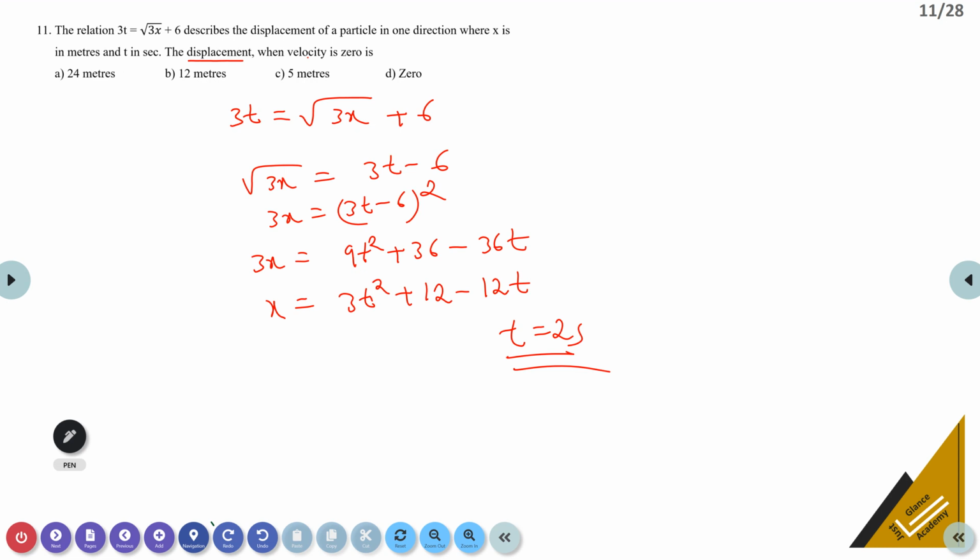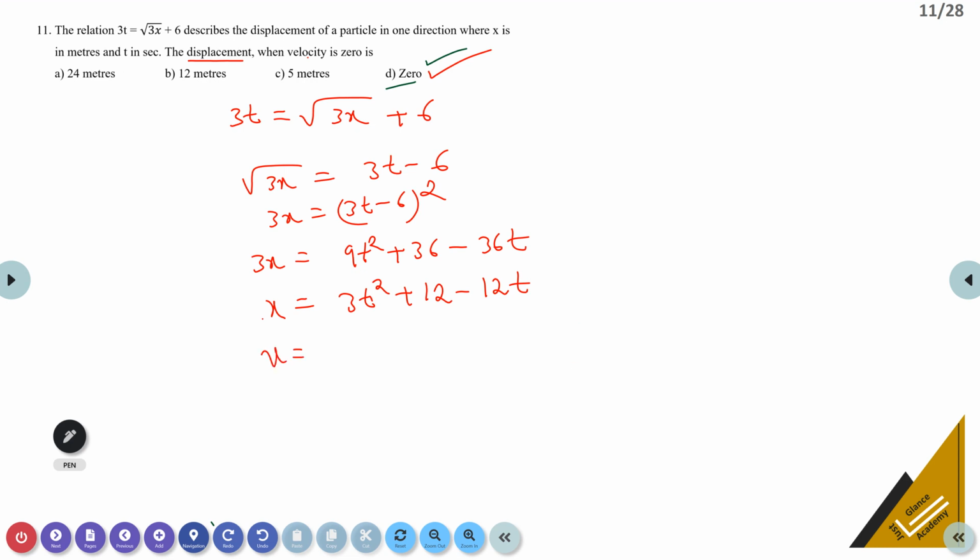Then you substitute this value in this equation for x, then what are you getting? Here this becomes the displacement, it becomes 0. Yes, try it yourself. I hope that you will do it.